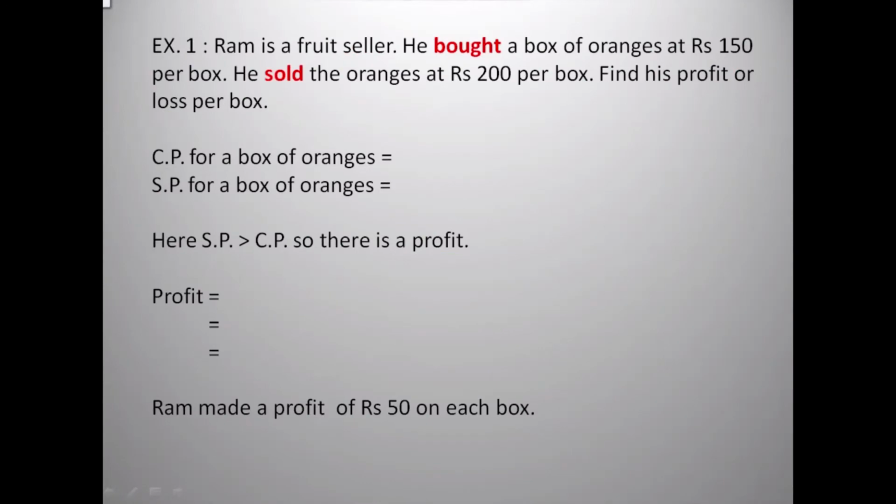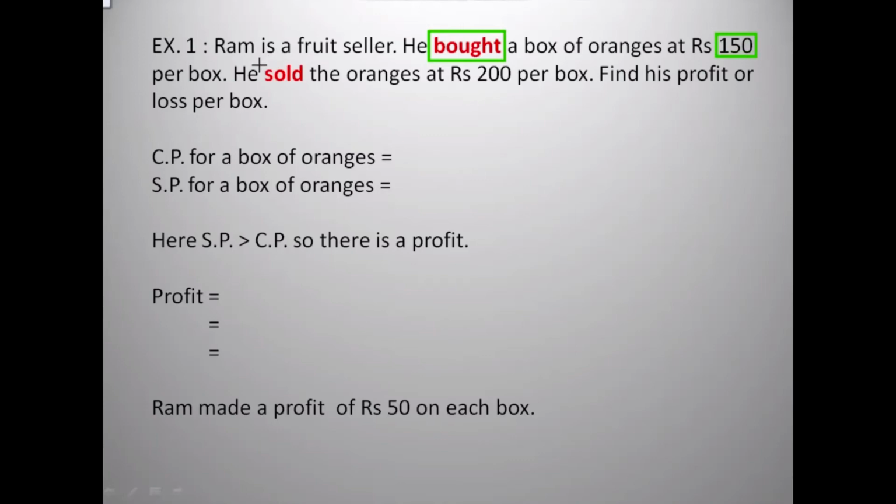Now let's see an example. Example 1. Ram is a fruit seller. He bought a box of oranges at rupees 150 per box. He sold the oranges at rupees 200 per box. Find his profit or loss per box. Now here Ram bought a box of oranges at rupees 150. He bought means his buying price, or you can say the cost price of a box of oranges, rupees 150.